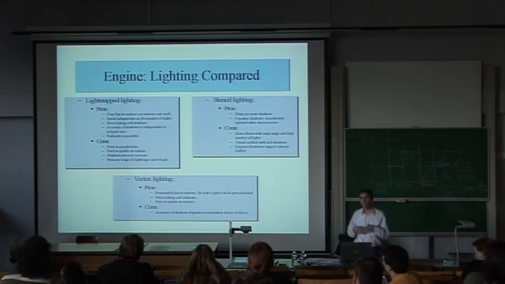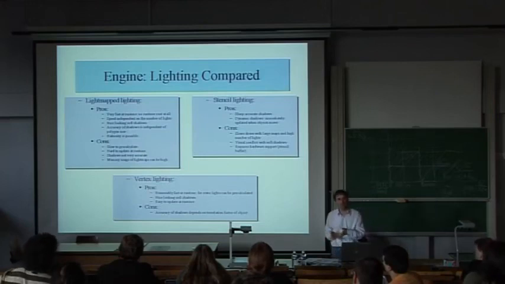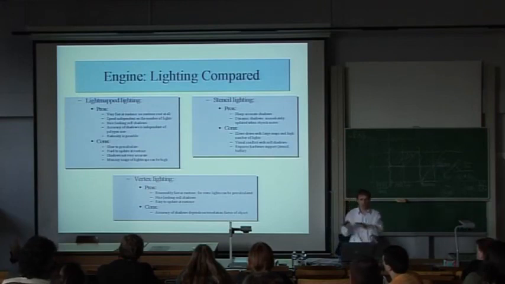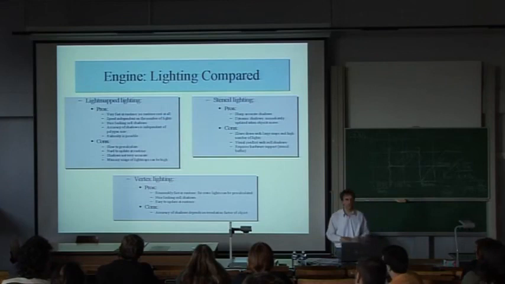And the stencil lighting, on the other hand, has the advantage that it doesn't have to be pre-calculated, and objects can move around and lights can move. But if you have 1,000 lights affecting one object, it will not work. That's simply too much for the hardware, because it has to calculate it at runtime.